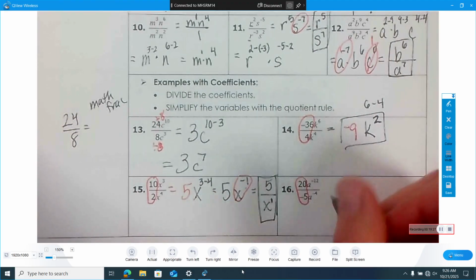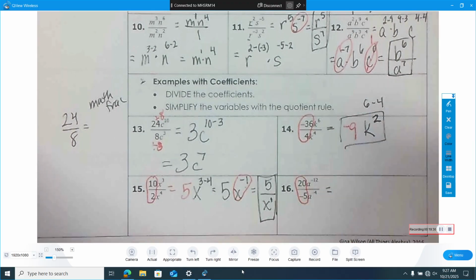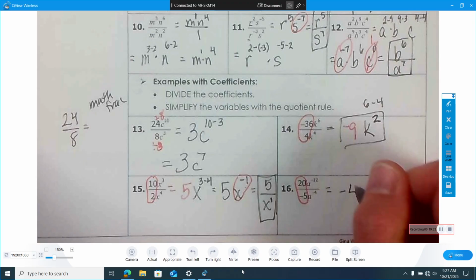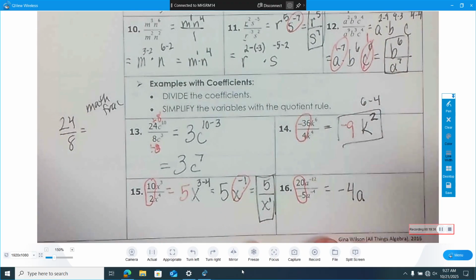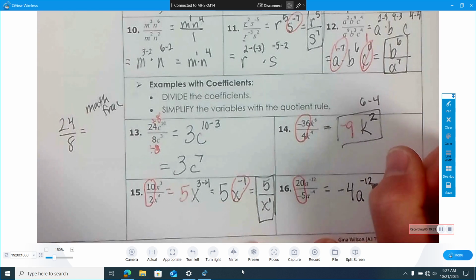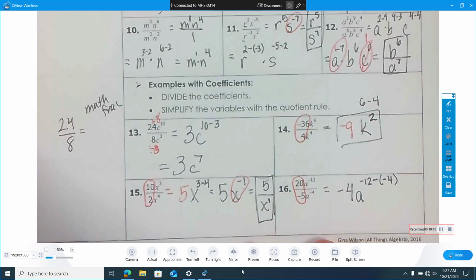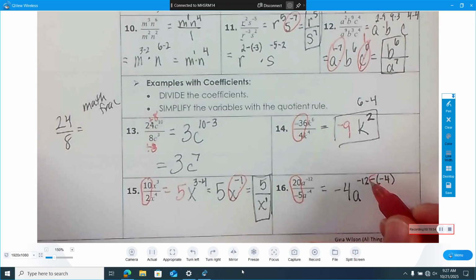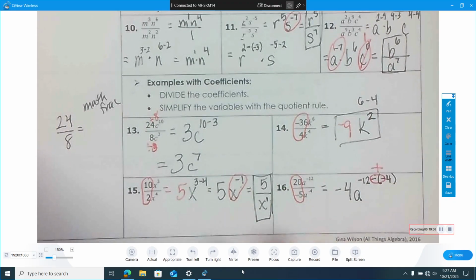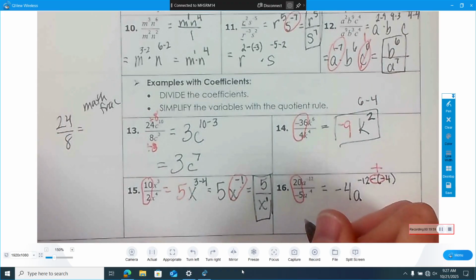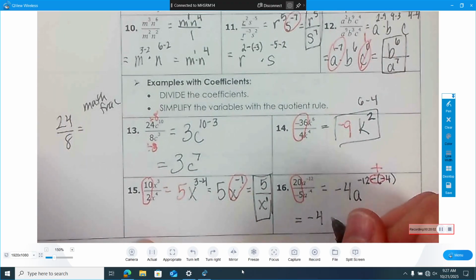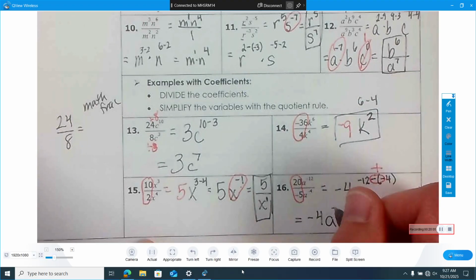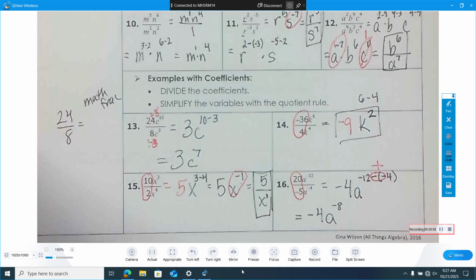Yeah, you're ready, huh? All right. 20 divided by negative 5. What do we get? Negative 4. And then a to the, what happens with my powers? Negative 12 minus a negative 4. Ladies and gentlemen, here is where careful matters. Okay? Negative 12 minus the negative 4. Be careful. What happens with the minus and negative? It's a plus. So I have a negative 12 and a positive 4. Who's going to win? The negatives win. The negatives win by how many? 8. Negative 8. So we get negative 4a to the negative 8.